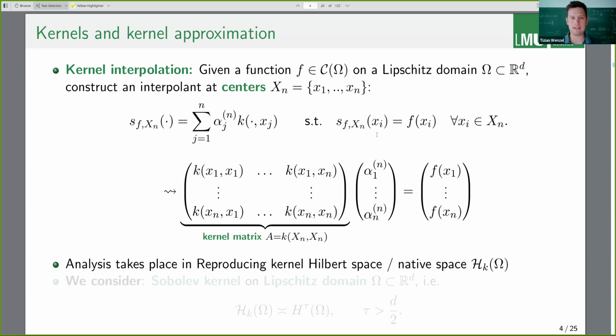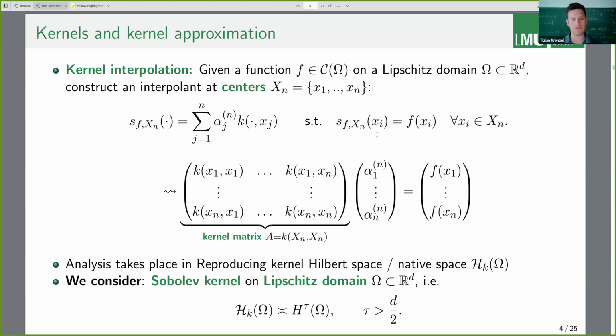And in my analysis and in my talk, I want to focus on a particular class of kernels, namely so-called Sobolev kernels. This simply means that the reproducing kernel Hilbert space is norm-equivalent to a Sobolev space. This is the case for quite a lot of kernels, in particular for the Matern kernels, which we saw before, and also for other classes of kernels which are used in practice.